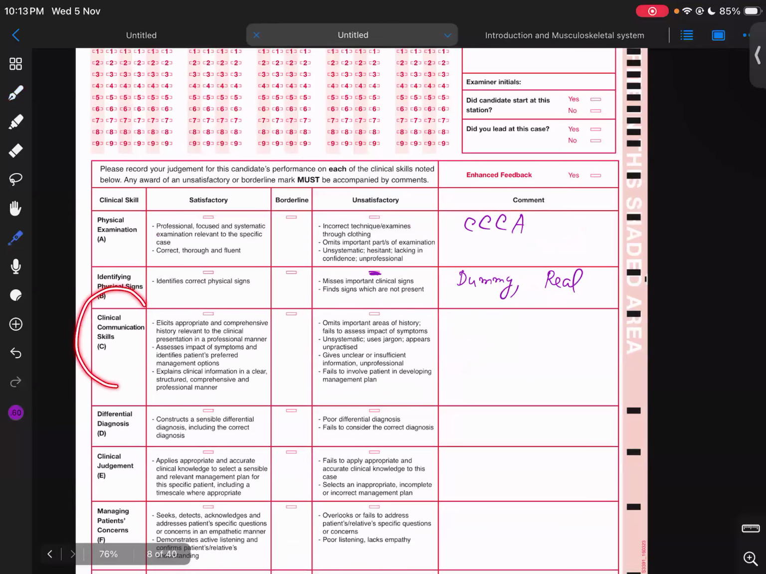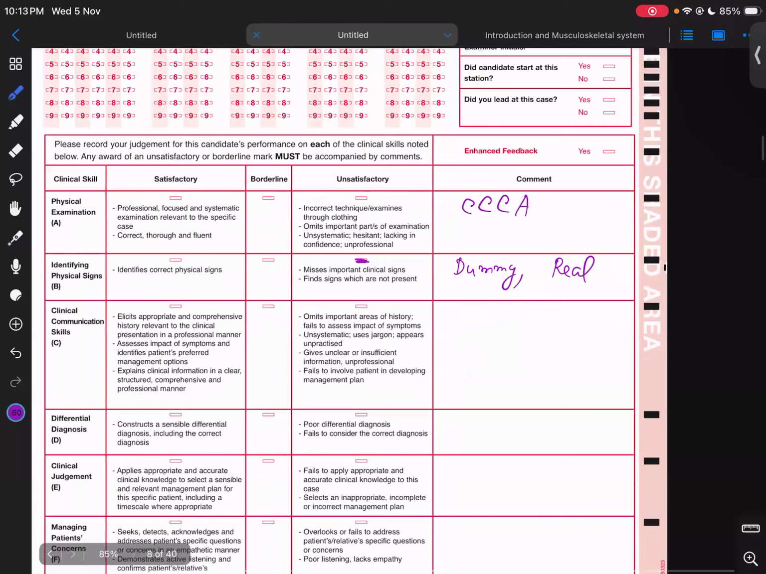So this goes for clinical communication skill. You have to do symptom analysis. You have to ask PDF, then 5P if needed. You have to ask about POET for the symptoms. Then you have to tell the patient whether you need to admit him or not. You have to tell the patient whether he can drive or not. All this skill will carry your mark in the clinical communication skill.